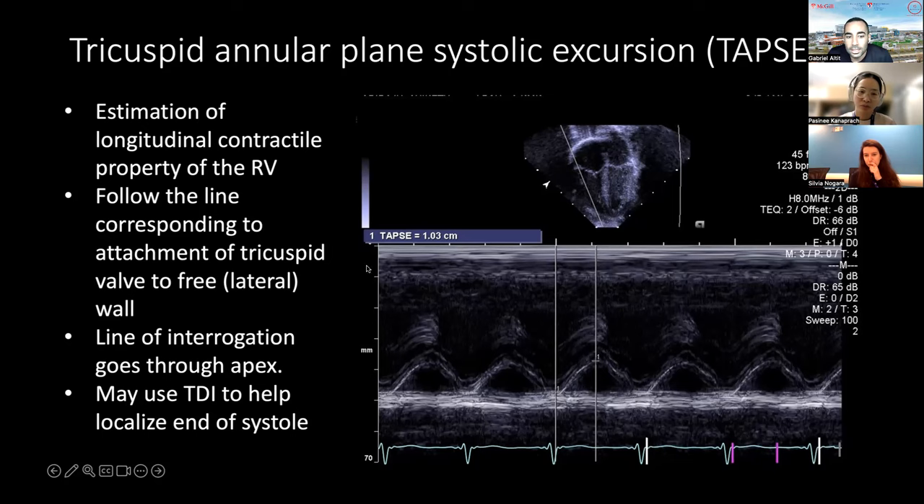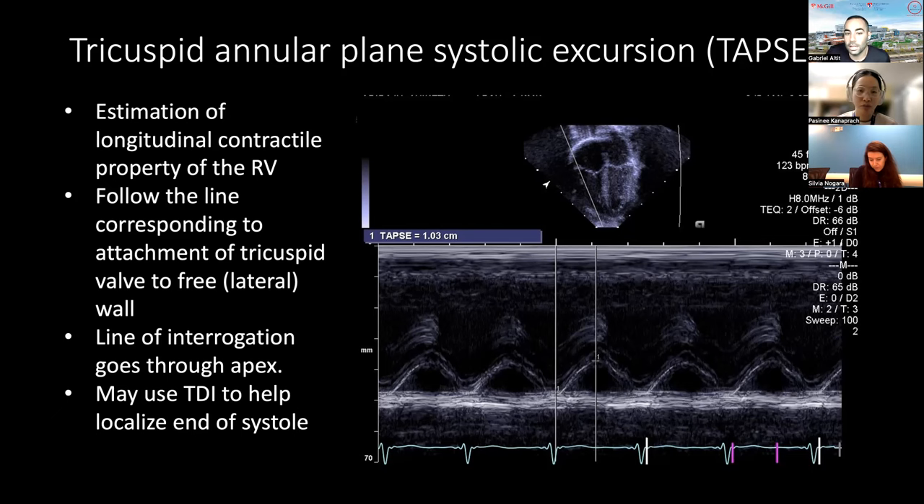So this is a distance in millimeters. Okay, it's not a speed like Doppler, it's a distance. And so here you're measuring an absolute displacement. How far is the tricuspid valve going inside the RV cavity? And it provides you indirect information about the longitudinal properties of the contraction of the right ventricle. I told you the RV is a ventricle that works mostly longitudinally in terms of its contraction, and that's why we're using that.